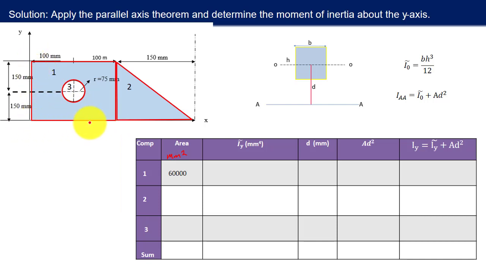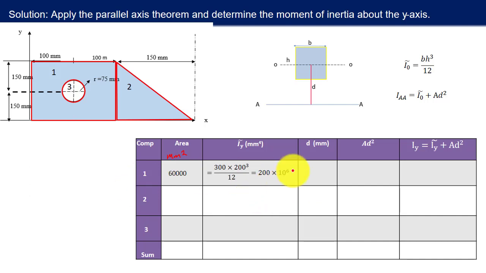Shape 1 is a rectangle, so it is BH cubed over 12. About the y axis, the cubed dimension is H, which is 100 plus 100, 200. B is 150 plus 150, 300. Therefore, the moment of inertia for shape 1 about its centroidal axis equals 300 times 200 cubed divided by 12, which equals 200 times 10 to the power of 6.